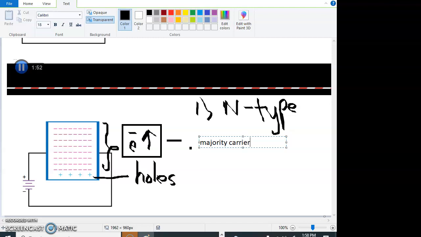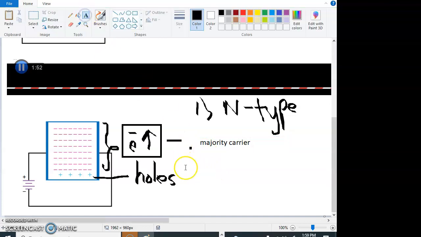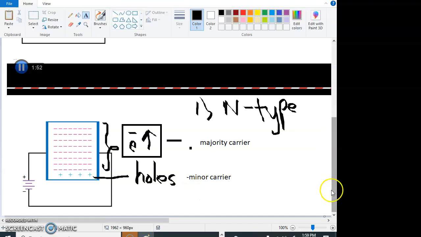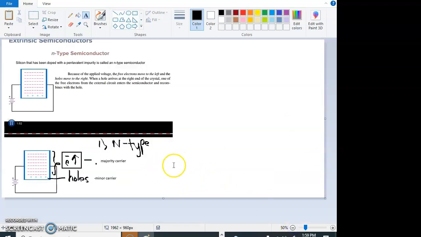Next, let's talk about the holes. Since free electrons are much more in number as compared with the holes, the holes are called the minority carrier. Okay? So with that, we were able to increase the number of electrons as compared with holes. So there are now two materials. We already have the two materials right now.